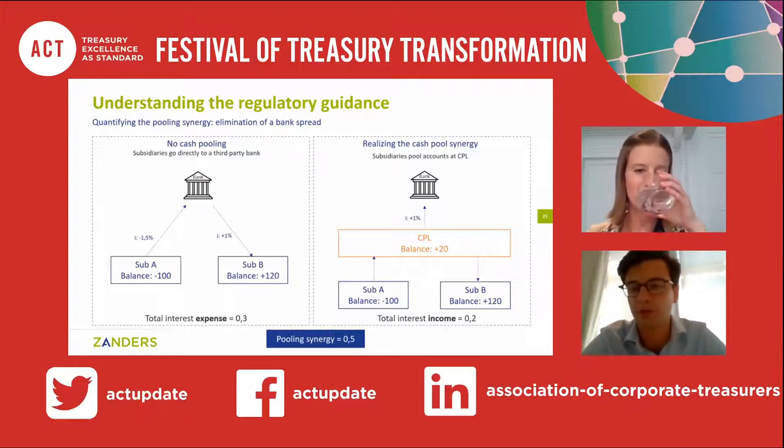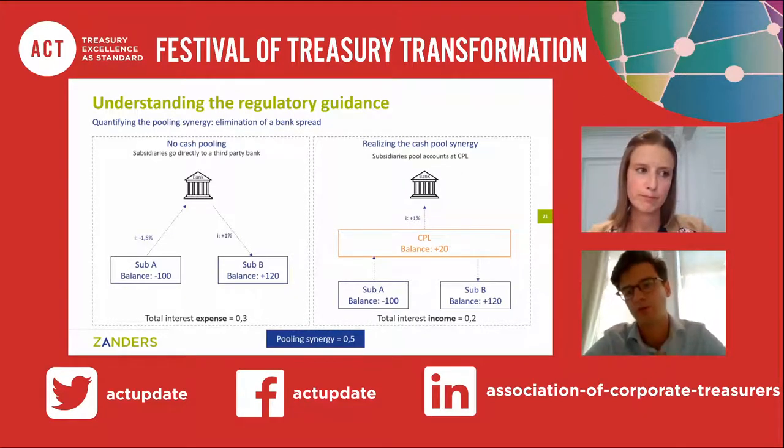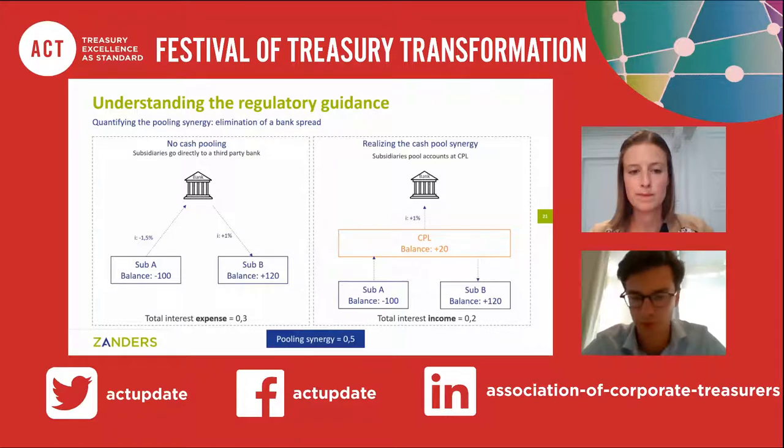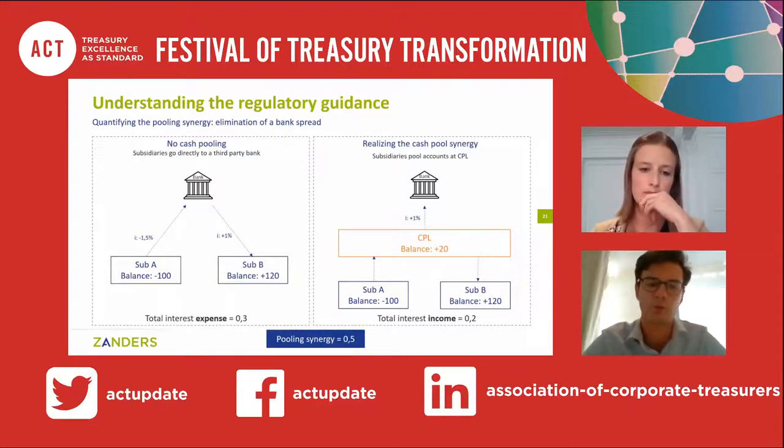On the right side, you see the simplified cash pooling situation, whereby you have the cash pool leader as an intermediary level, whereby you offset debit and credit balances, which end up in this simplified example at a positive balance of 20, and you have 1% with the bank. So here you have an interest income of 0.2. So the pooling synergy or the pooling benefit is actually 0.5 here, which is the difference from the interest expense of 0.3 and the interest income of 0.2. This is what we are talking about when we define cash pooling synergy or benefit. Obviously this is a simplified example. When calculating this, it can become trickier, for example if there are multiple currencies, or many more entities and many more balances.